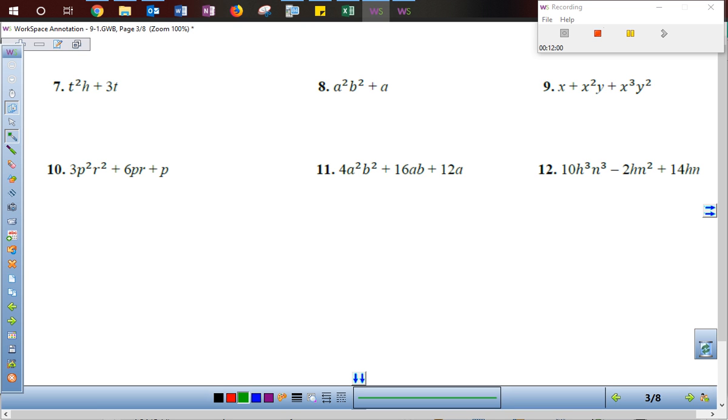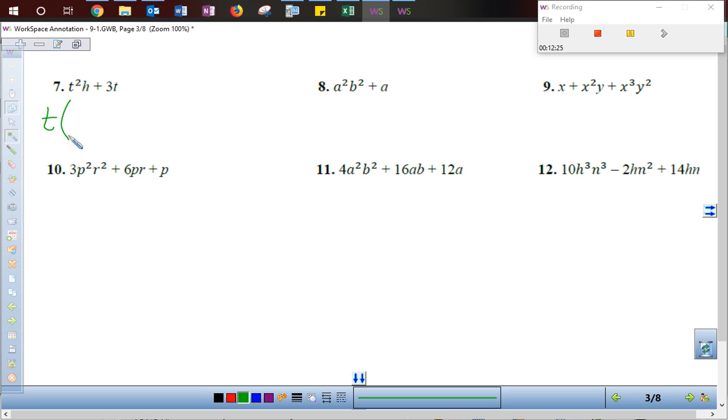Now let's look at the variables. My first term has a t squared and an h, and my second term has a t. Well, since both terms have a t in common, we can take out a t. But remember, we want to take out the smallest exponent possible. The first term has a t squared, and the second term has a t to the first, so we can only take out a t to the first.